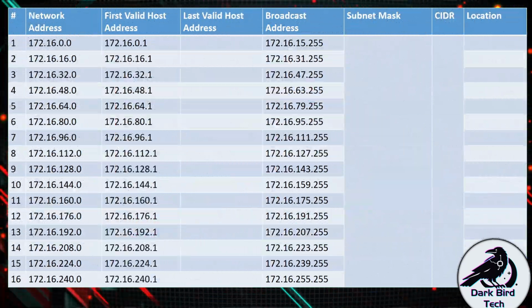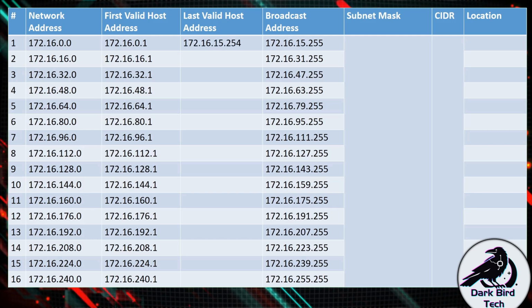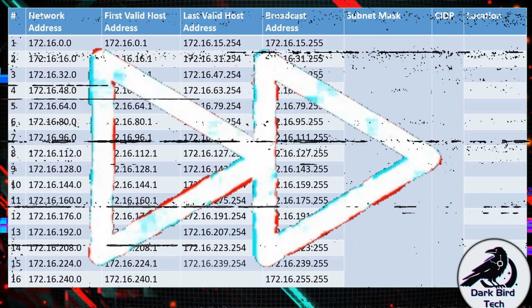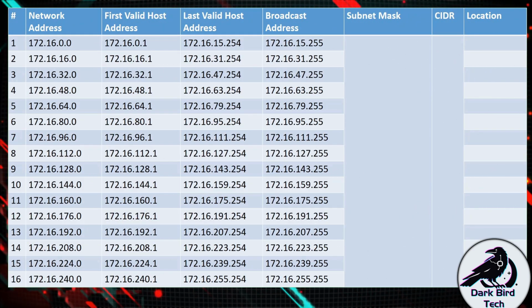Now we can start working on the last valid host address, which is just like before. Look at the broadcast address of the current network and subtract 1 from it. So that leaves me with 172.16.15.254, 172.16.31.254, 47.254, and fast forward. Great stuff. We can now stick our subnet mask in here, which is 255.255.240.0, and slash notation of /20.